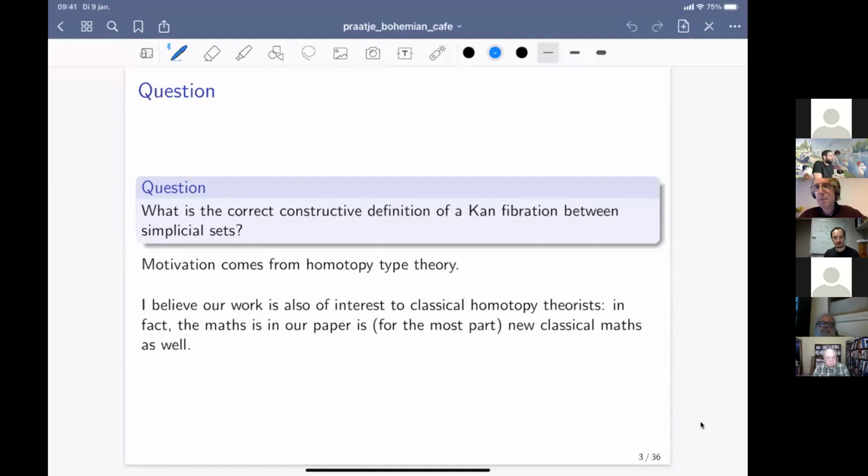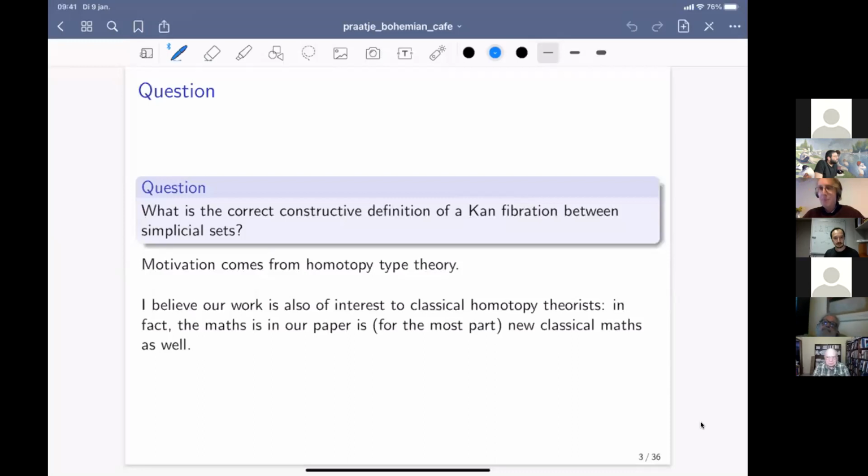At the same time, I would argue that what we do in our paper is a chapter in simplicial homotopy theory, done from a particular perspective, where we are very interested in doing explicit constructions rather than inexplicit arguments. And I think even for a classical homotopy theorist, it is interesting to see how that pans out.